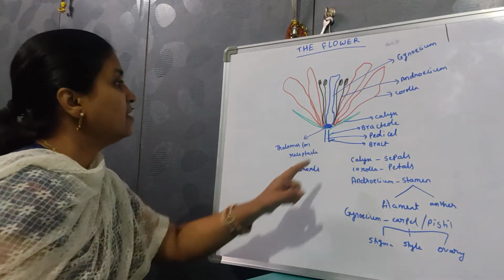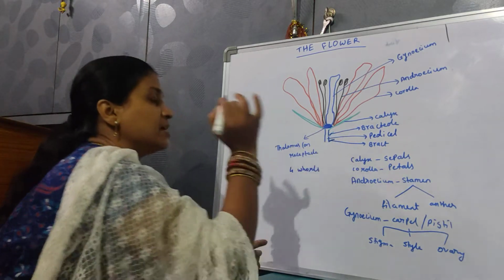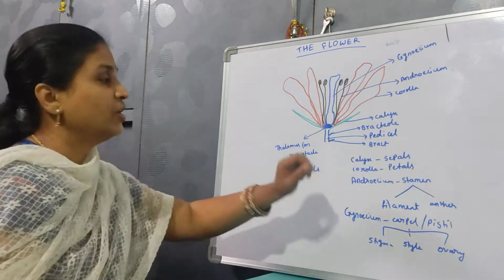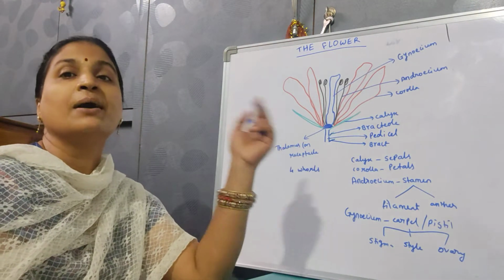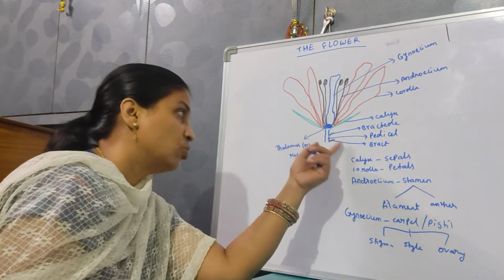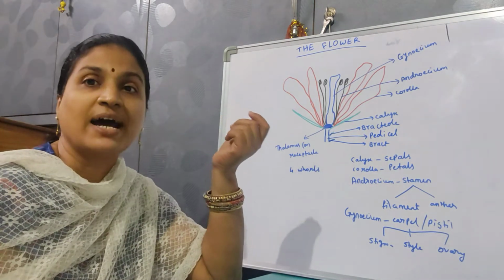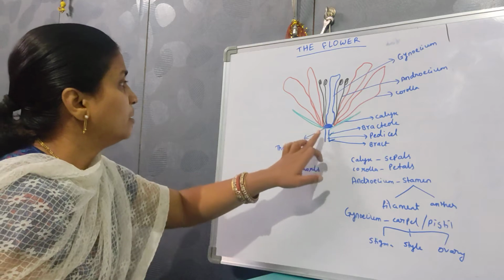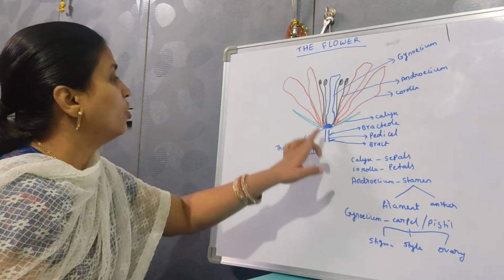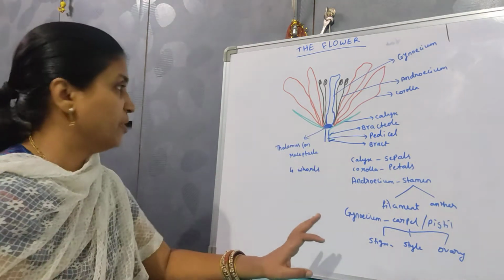Then on the pedicel, appendages are also present. These appendages are called bracteoles. So if bract is present, such a flower is called bracteate. If bracteoles are present, such a flower is called bracteolate. Then after that, the bulged portion, the thalamus, on which the four different whorls are present.